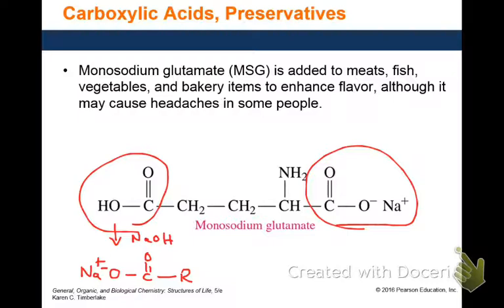So now would it be disodium? Yeah, then it would be disodium glutamate. Or they might just say sodium glutamate, but knowing the way it's named, disodium is probably what they would call it.